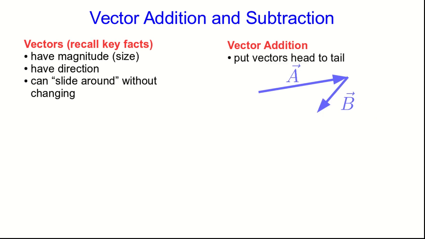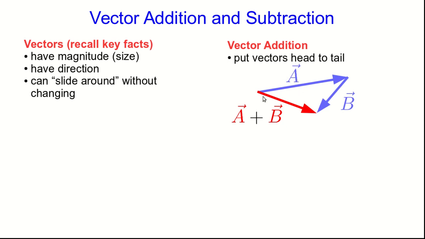Well, what we mean by addition of vectors is that we take one and put its tail on the head of the other. And then the sum is the result of starting at the tail of one and following them both to the end of the second one. A straight arrow pointing from where you started to where you finished is the sum of these two vectors a and b. What does that mean?